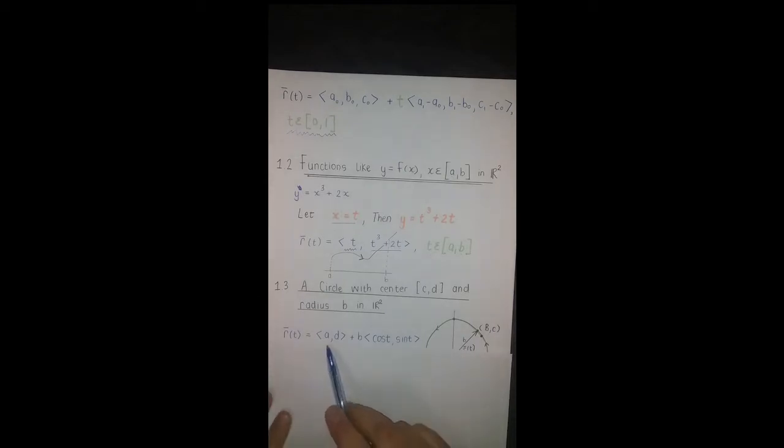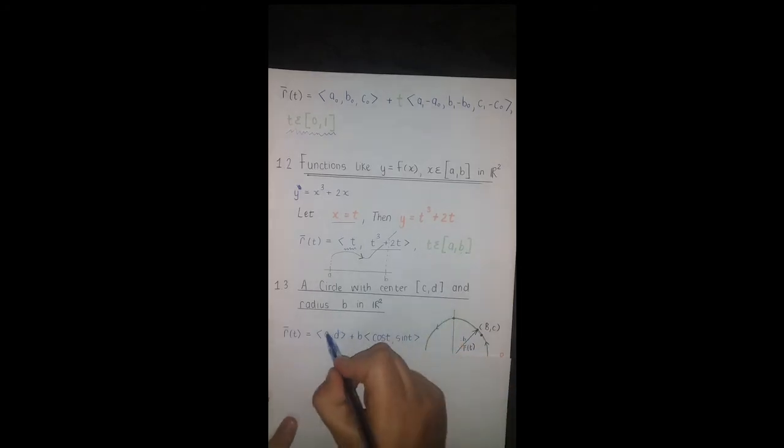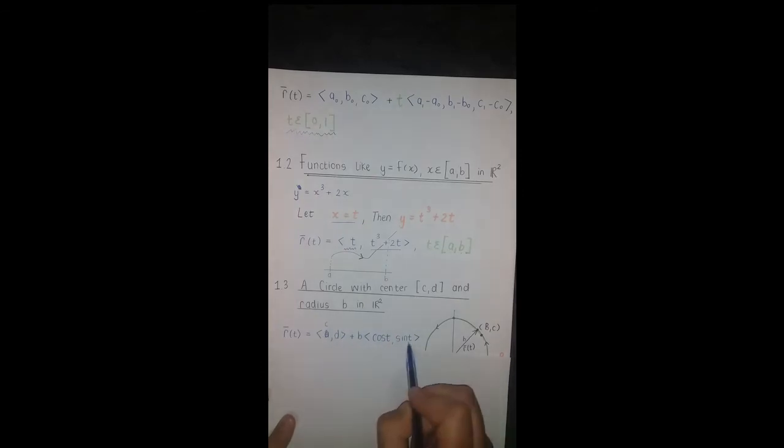So (c, d) is where your middle point is. And then this part takes into account where the point is on the line of the circle. So let's look at the circle itself.